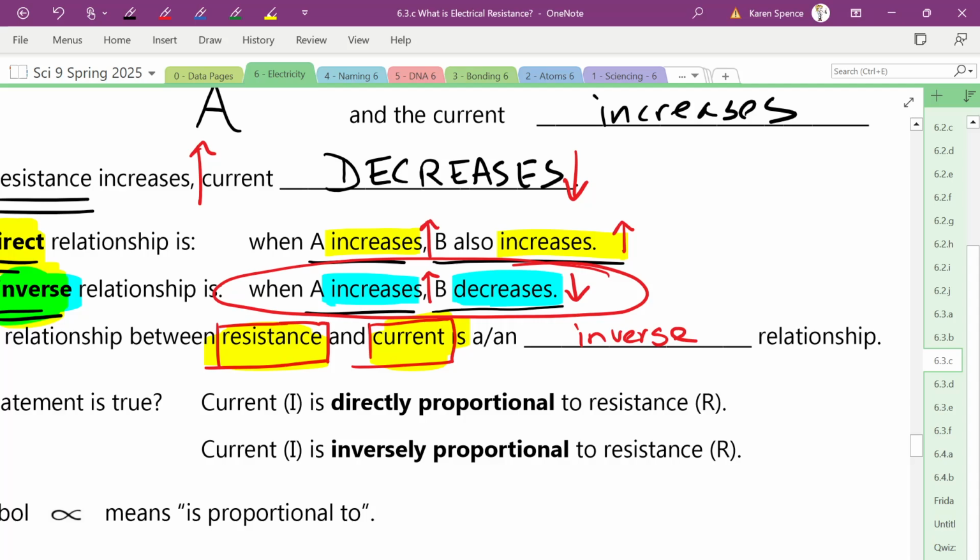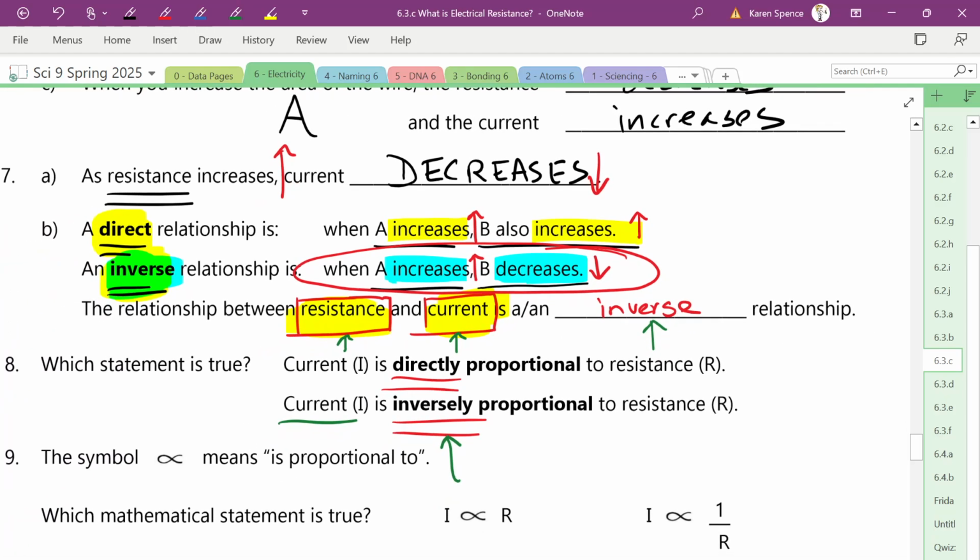So which would we say? Is current directly proportional to R, or is current inversely proportional to resistance? And remember, you just answered this question. It's no different. Resistance and current have an inverse relationship. So current is inversely proportional to resistance.